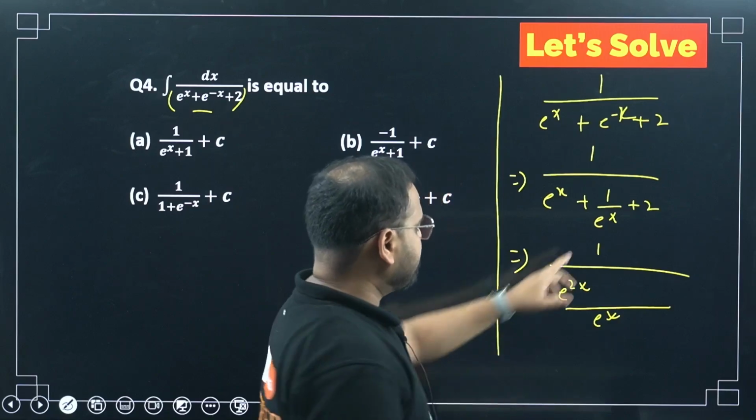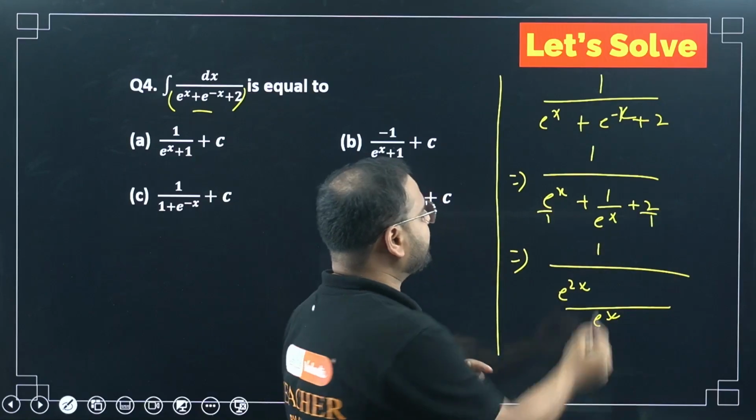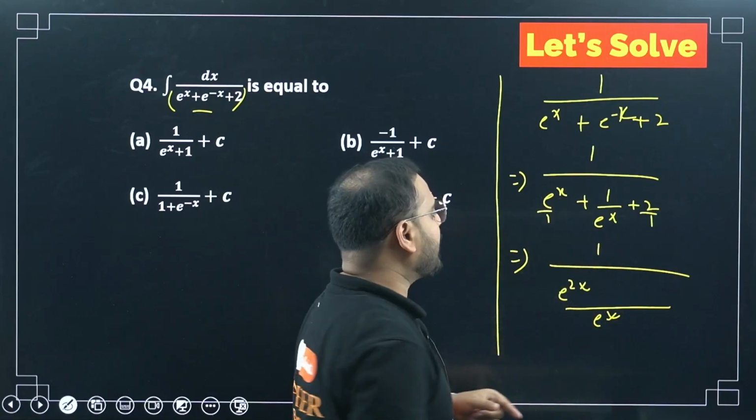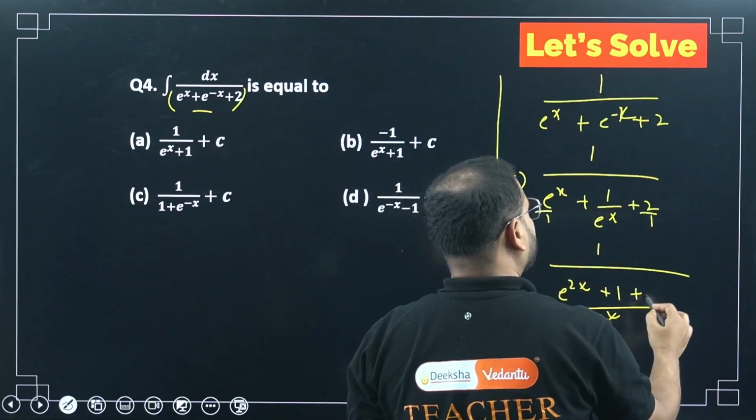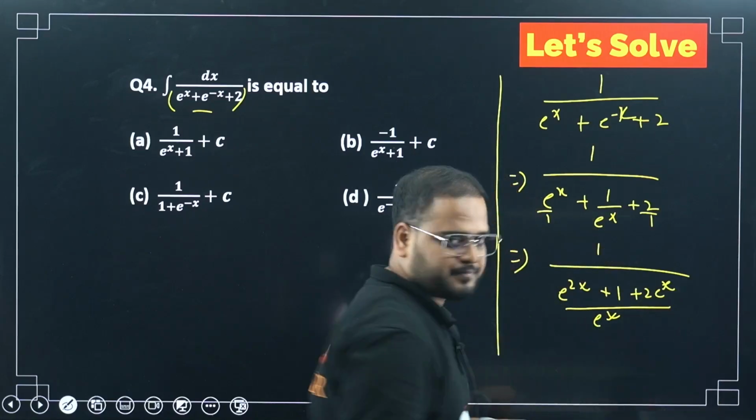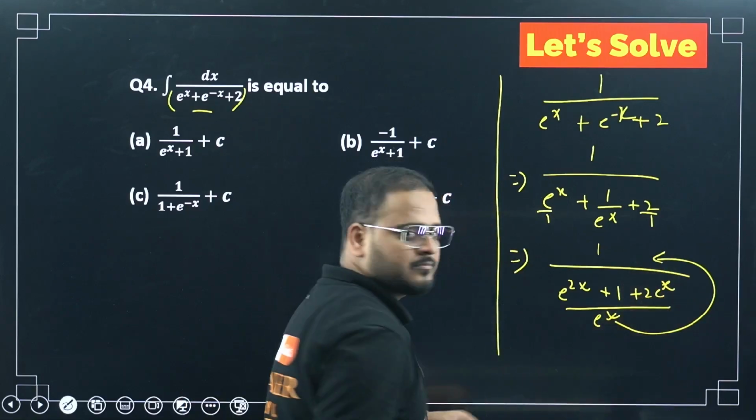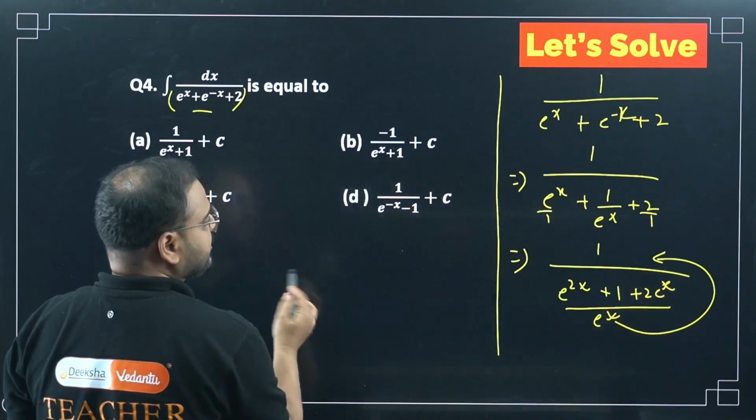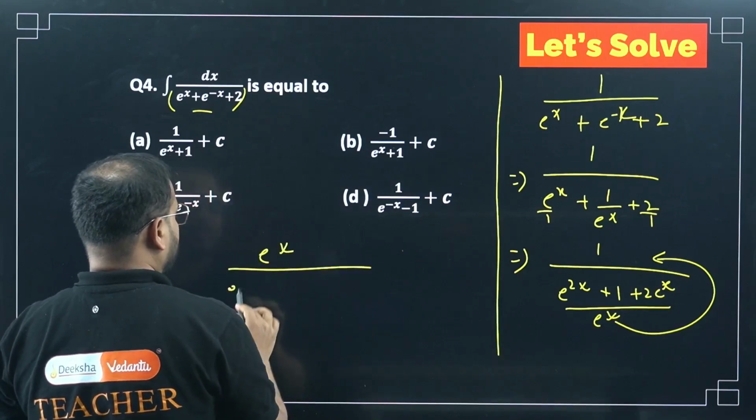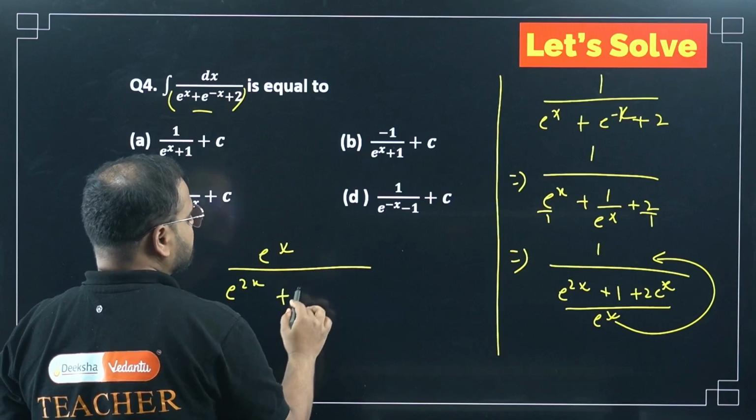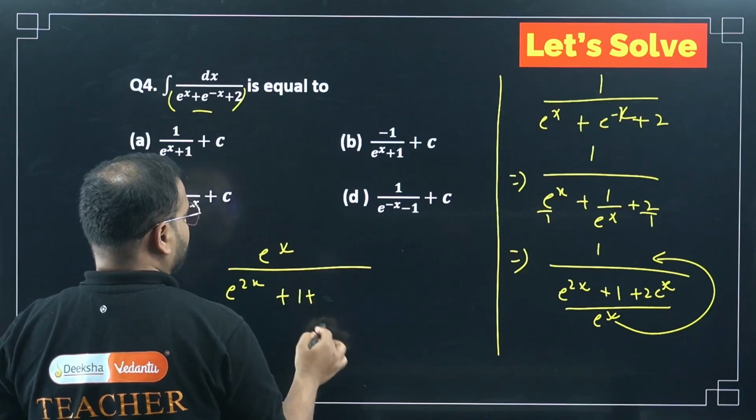Please understand. LCM is what? This is 1, no? This also is 1. So LCM is e power x. I have to multiply e power x to e power x. It will become e power 2x plus 1. And this will be what? Plus 2 times e power x. Correct? So now I can take this e power x in the numerator. Yes. So what will this become? Please check here. This will become e power x upon e power 2x plus 1 plus 2 times e power x.